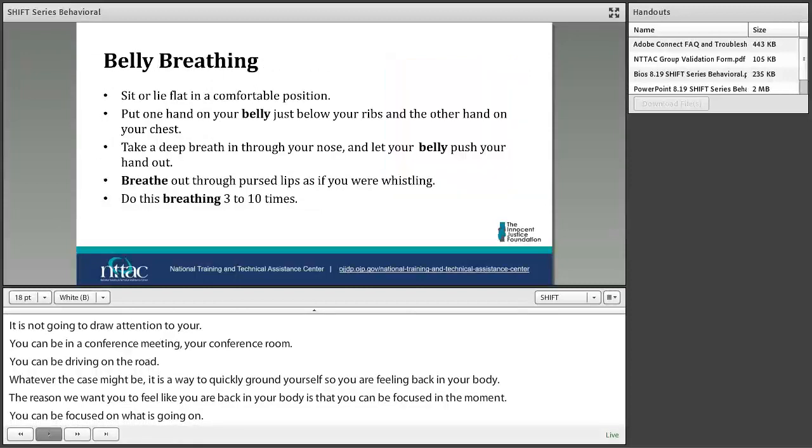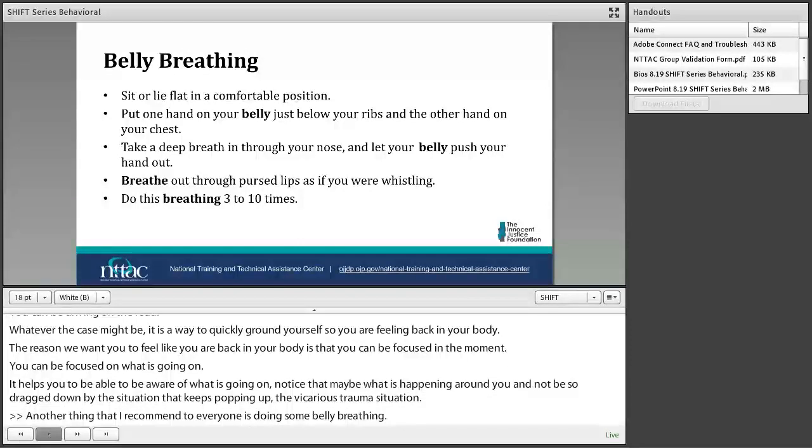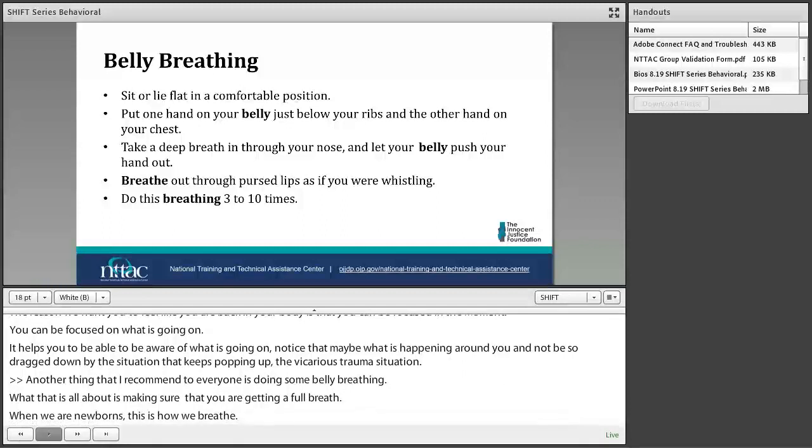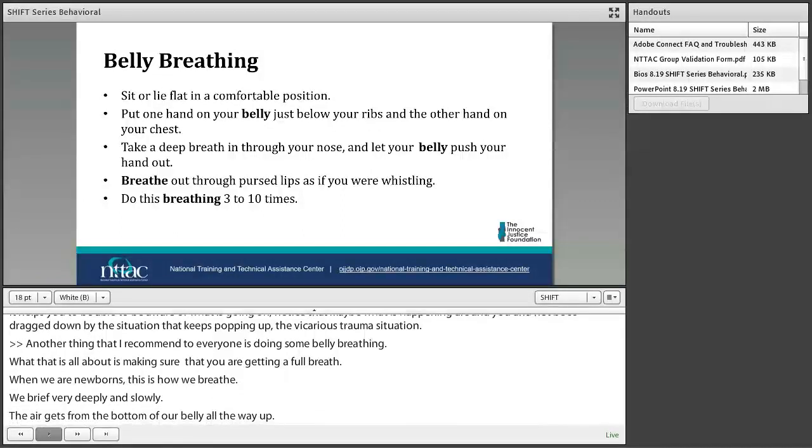Another thing that I recommend to everyone is doing some belly breathing. What belly breathing is all about is making sure that you are getting a full breath. When we are newborns, this is how we breathe. We breathe very deeply and slowly, and the air gets from the bottom of our belly all the way up. As we experience stressful, difficult, or traumatic situations, we have a tendency to breathe higher and higher in our chest, as well as breathe more shallowly.